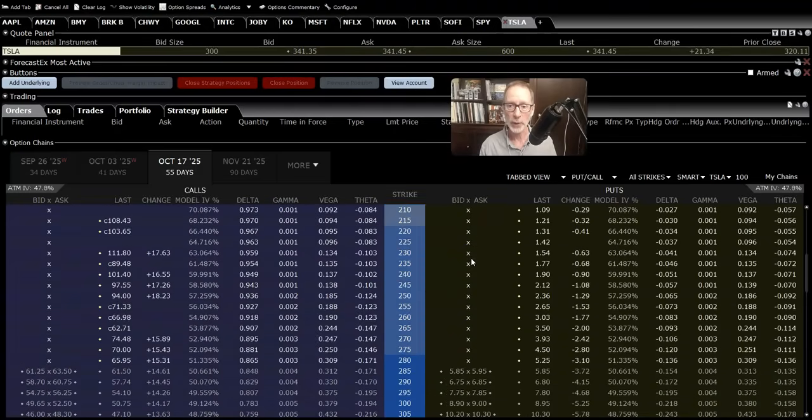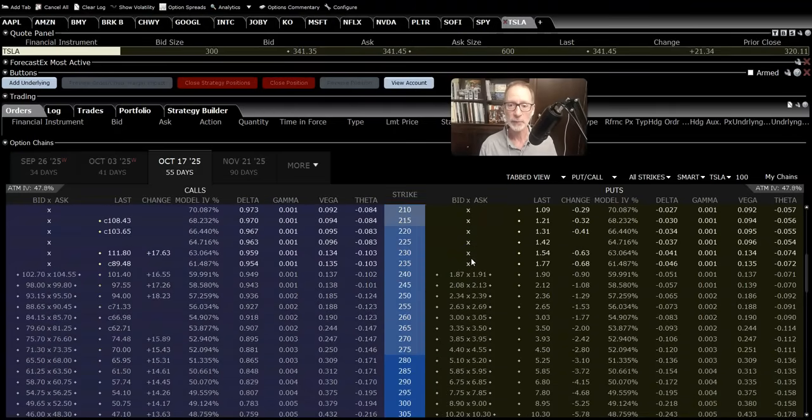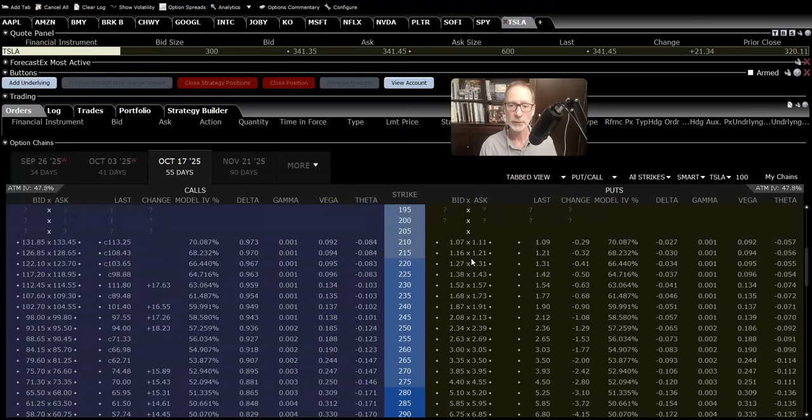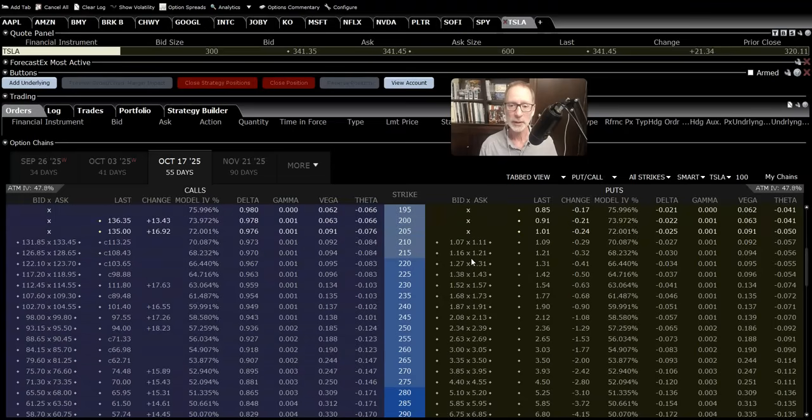Now look at this. You can go all the way down to, let's look at the right here. I'm looking at these 205 strike puts. 205, which is over 100, and what's that?